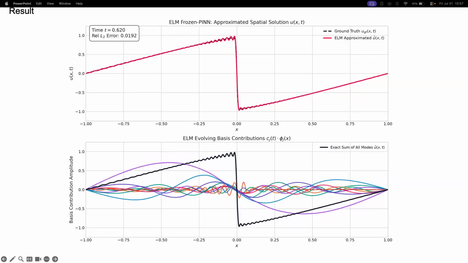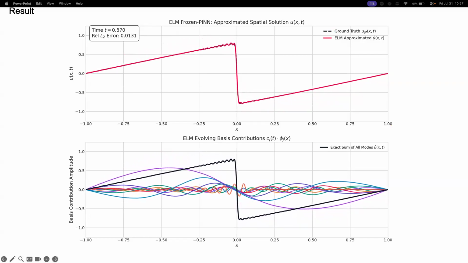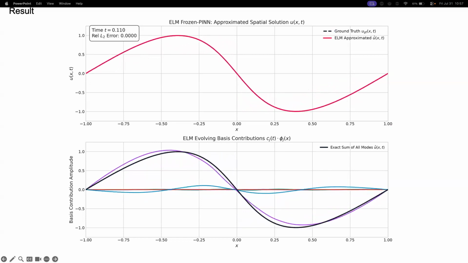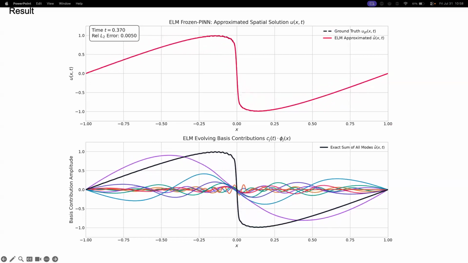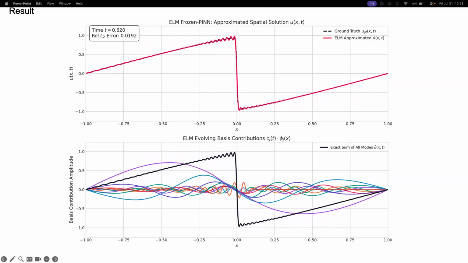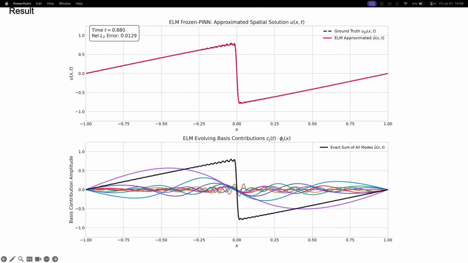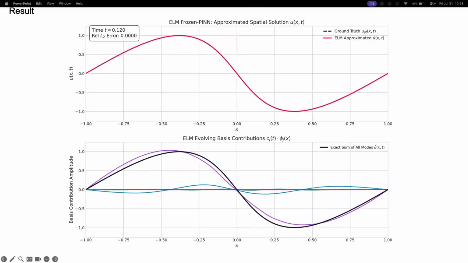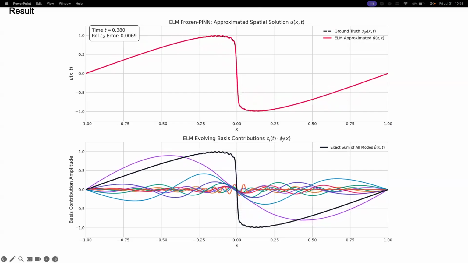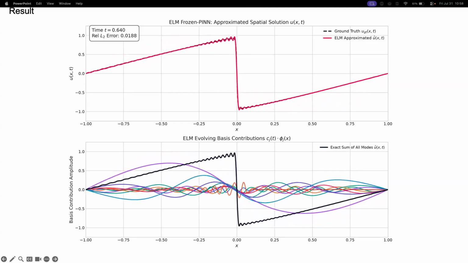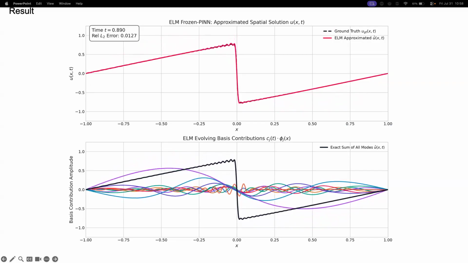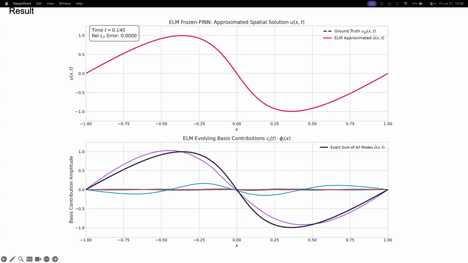So in this problem, we are using the ELM method. As you can see, and as well explained, those on the bottom side, those swollen hyperbolic tangent curves are the basis functions, and those amplitudes are the time-dependent coefficients. So it varies as time goes.